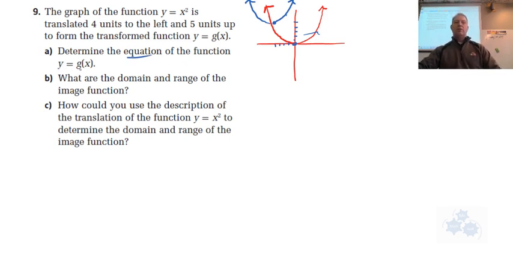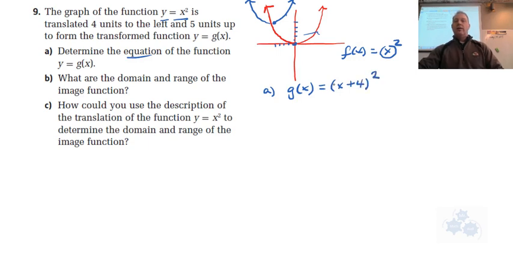So y equals g of x. If we're looking at the equation, g of x is the new equation, and y equals x squared is our old equation. Now the function part is going to be the x squared, so f of x equals x squared. So g of x is going to be this. We have to go to the left 4 units, so inside with the x has to be a plus 4. So x plus 4 squared.